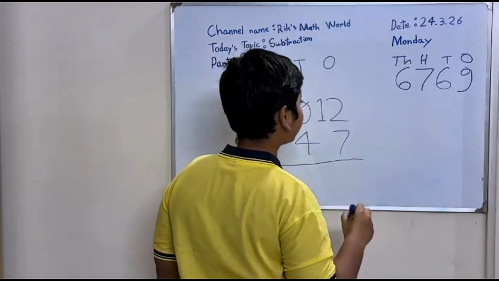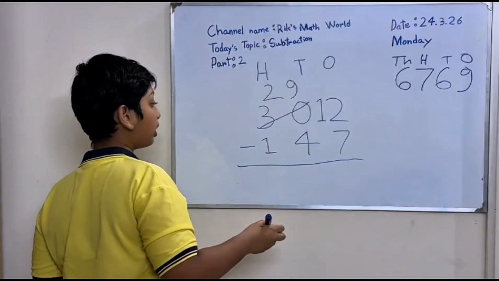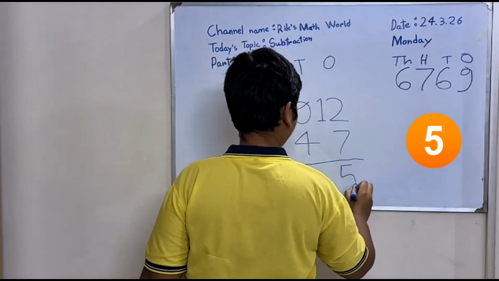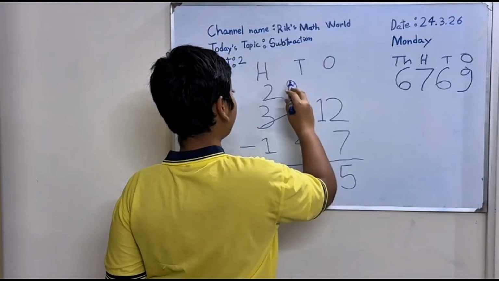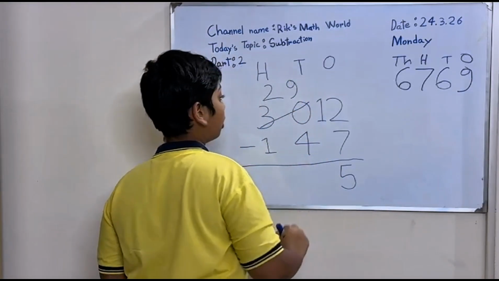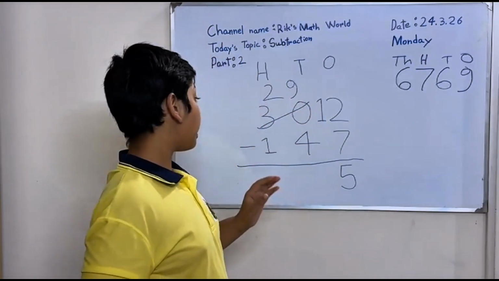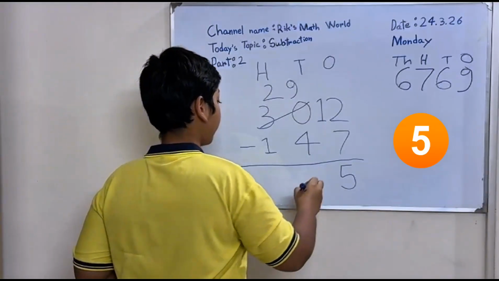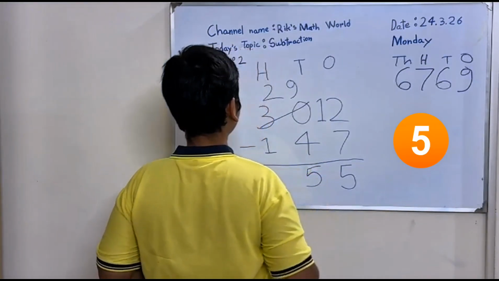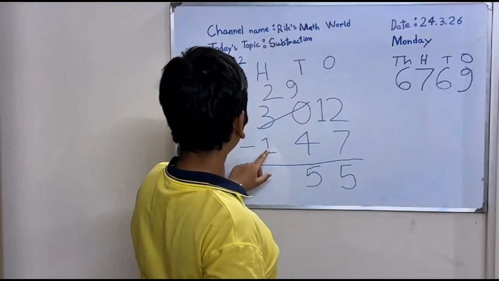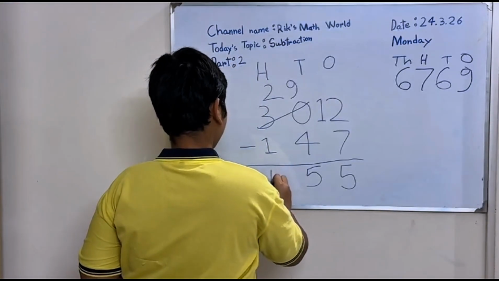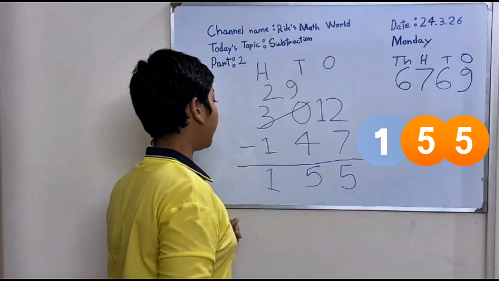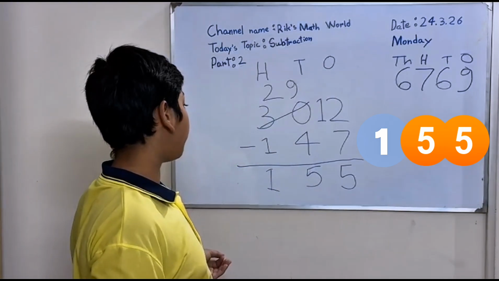So 12 minus 7 is 5. So we will write here 5. Now we have to do 9 minus 4. So what is 9 minus 4? Yes, it is 5. So we will write here 5. Now we have to do 2 minus 1. And what is 2 minus 1? 2 minus 1 is 1. So the answer for this math problem is 155.